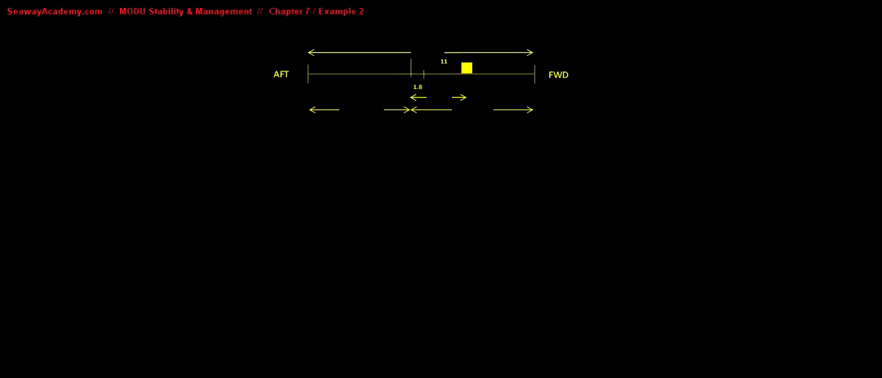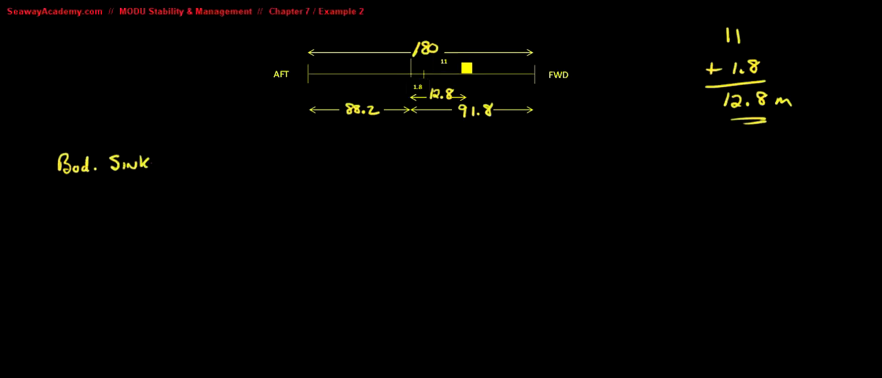Chapter 7, Example 2. Find the new drafts if a total weight of 400 tons is loaded 11 meters forward of amidships. So Example 2 and Example 1, the vessel is the same length, 180 meters. The distance from aft to your longitudinal center of flotation is 88.2 meters, and the distance forward to the longitudinal center of flotation is 91.8 meters. We need to calculate the distance of the load, which is 400 tons, 11 meters forwards of amidships, so it's 11 plus 1.8, so the distance is 12.8 meters.